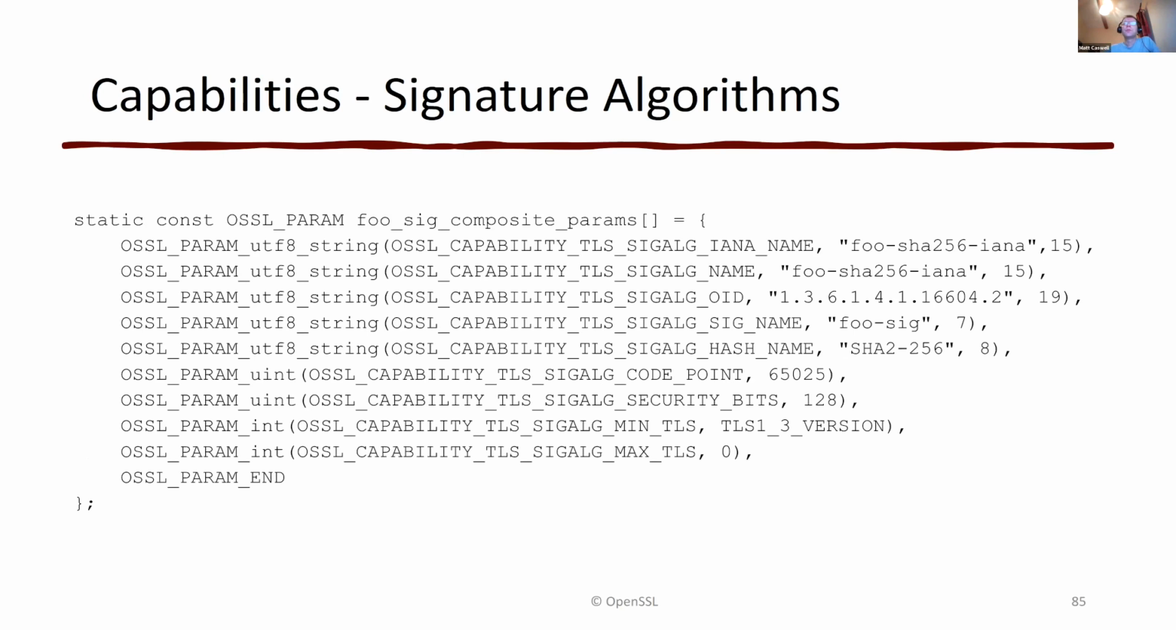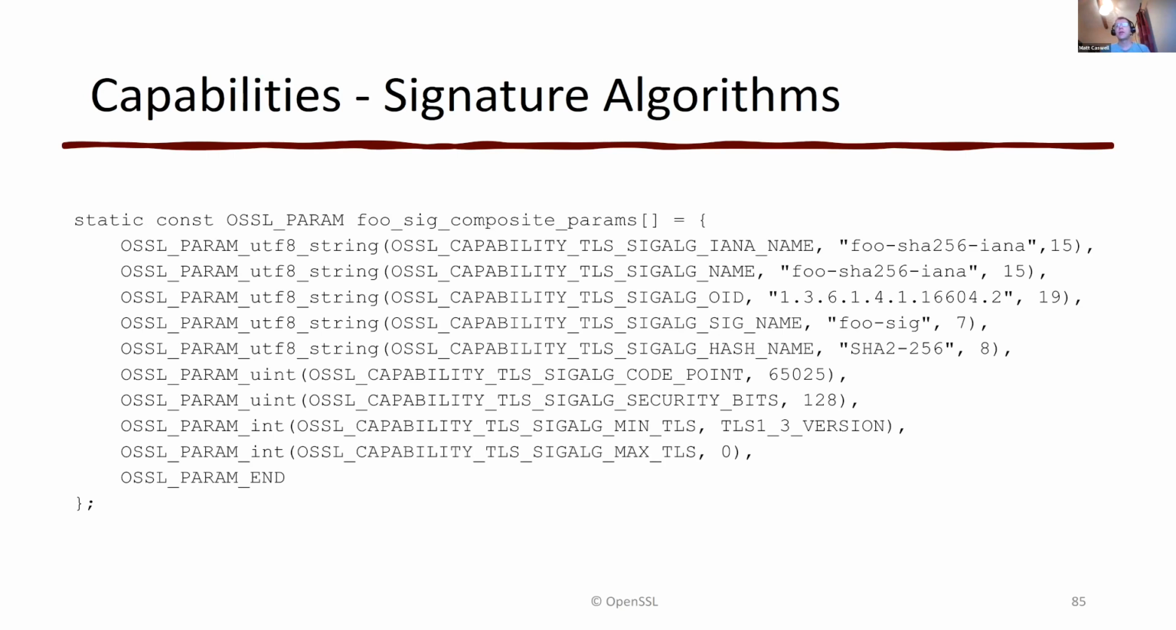And then we have a composite signature algorithm example. So it looks very similar, where again, we're assuming that there's this signature algorithm in the registry called foo-SHA-256 IANA, which has the same internal name. It's got an OID associated with it, and it's a composite algorithm. So there's an underlying signature called foo-sig, and it's got a hash, which is SHA-256. Actually, the hash doesn't have to come from your provider. It could come from default. So you could supply the definition of foo-sig, and you could just get SHA-256 from the default provider if you wish. It's got a code point.